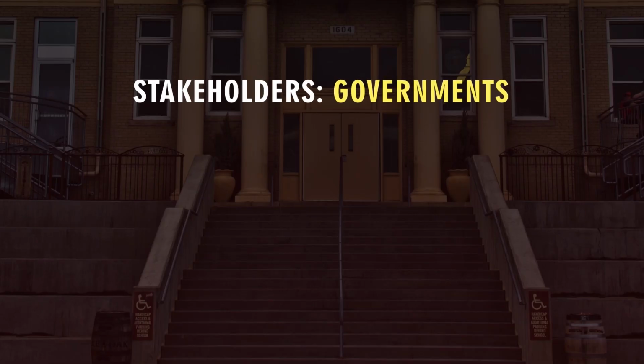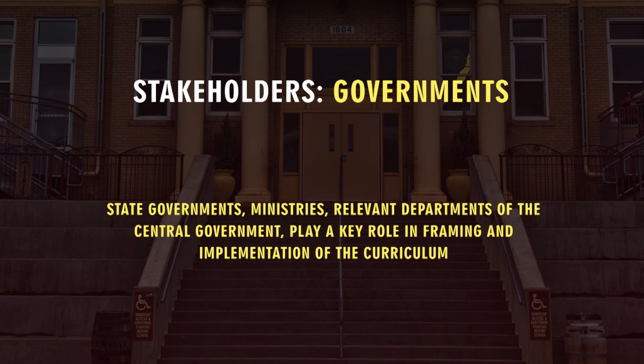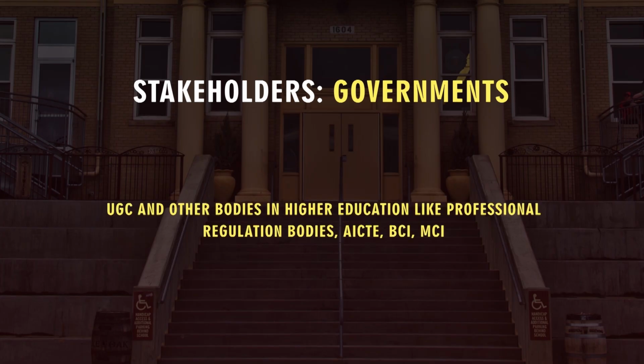We cannot forget government as a stakeholder. For the school, the local government is very important. The municipal government officials, the directorates, the district officials, they are the big supporters for implementation of the school curriculum. If we go further, the state government, the ministries, the departments of the central government, they all play a key role in framing and implementation of the curriculum, and at the local level, it is the local government, the Directorate of Education, the departments. In fact, for higher education, the UGC and the professional regulation bodies all have a say in the curriculum design and implementation.